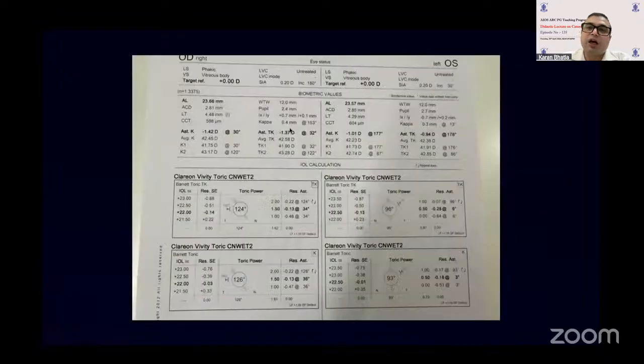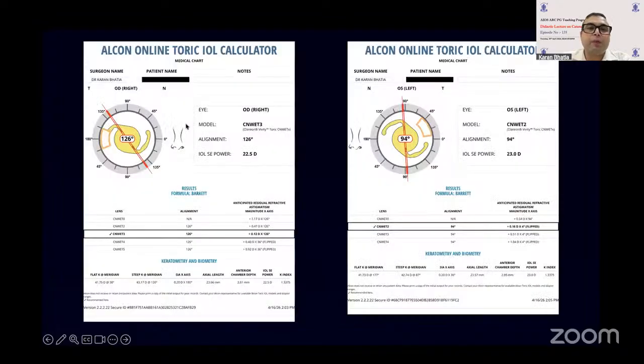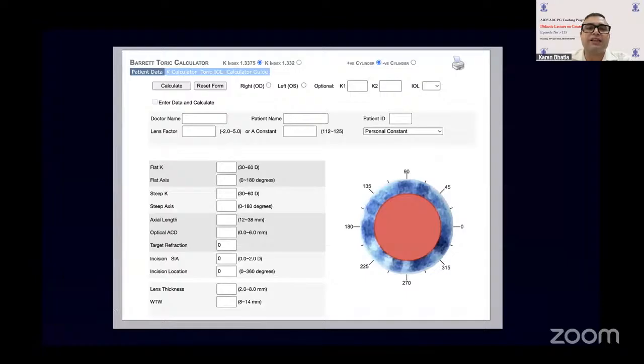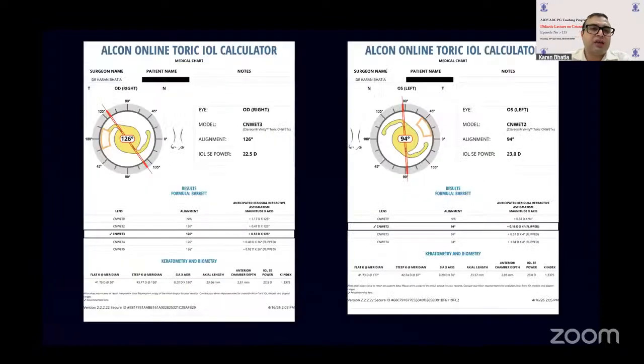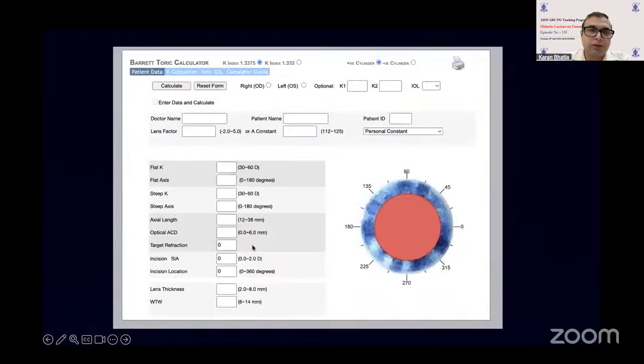So this is what a chart looks like, and these are the parameters that they have shown. It also has the CCT and the lens thickness, and you can put this in various formulas like this and get your data. This is the recent Vivity toric that I had implanted. In toric, it gives you the axis. You need to tell your SIA, and then you can plan your incision accordingly and choose the appropriate model. This is the Barrett's toric calculator that is easily available free of cost.